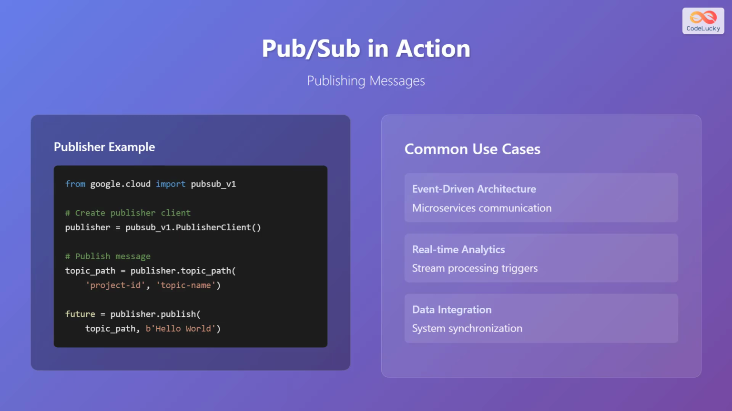Common uses for Pub/Sub include event-driven architecture for microservices communication, real-time analytics for stream processing triggers, and data integration for system synchronization.